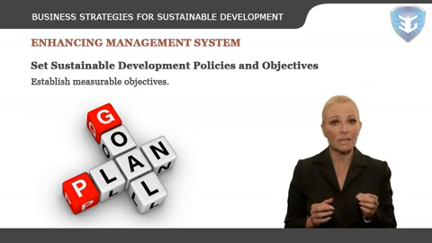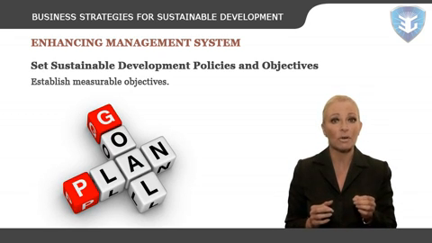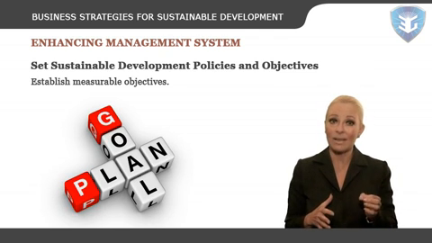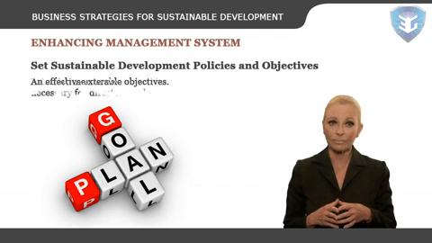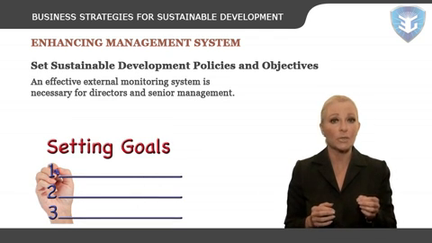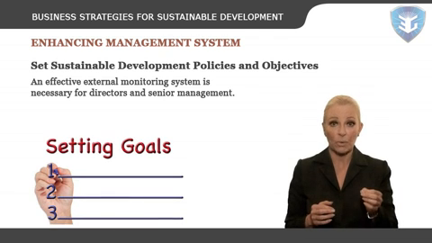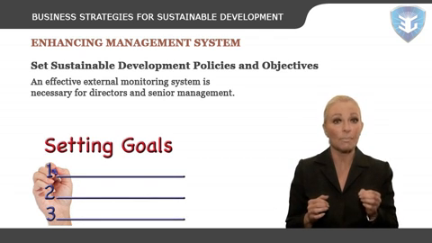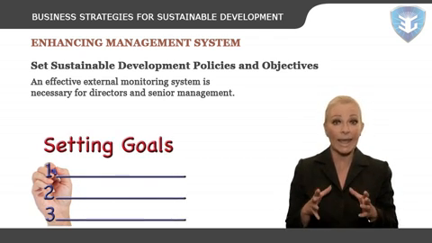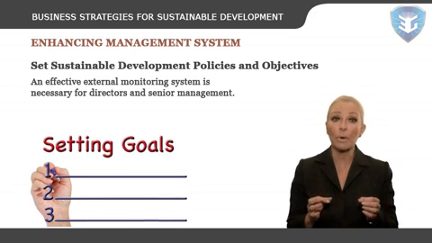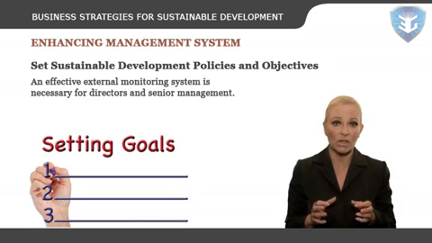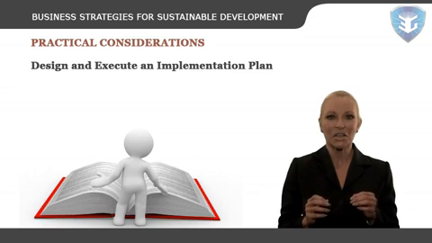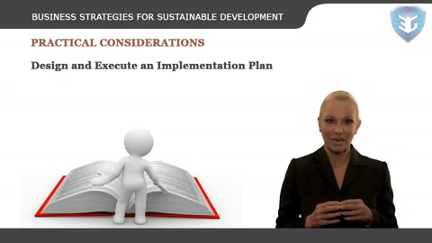Establishing measurable objectives is essential if management and others are to be able to assess whether their business activities have met the established objectives. An effective external monitoring system is necessary for directors and senior management in order to ensure that sustainable development policies, objectives, and management systems are appropriate for the complex and rapidly changing world in which their business operates.